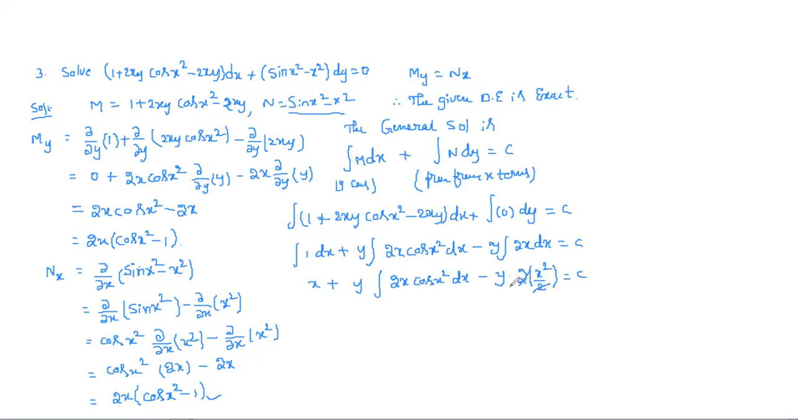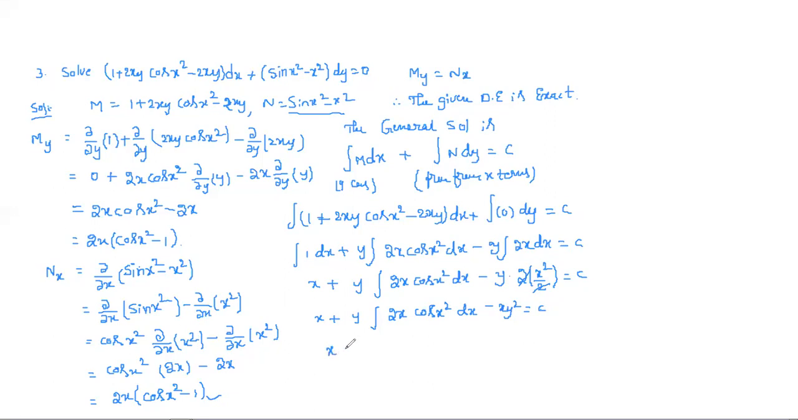So the 2 both will cancel. And then here we have x plus y times, what about the remaining, integral 2x cos x² dx, and then minus xy² is equal to c. Minus xy² is equal to c. And then how can you write this one?